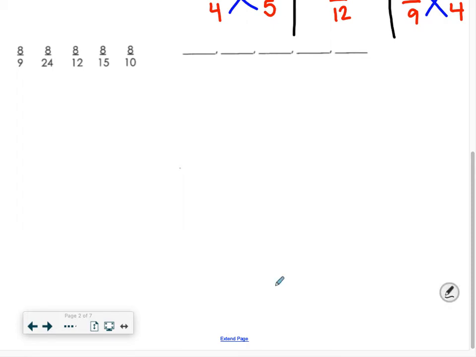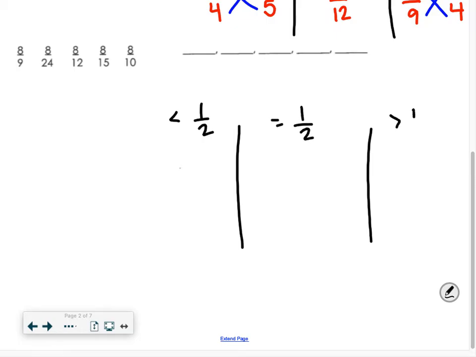Okay, so right away, before you even start ordering fractions, you should have a grid divided out. So you have less than a half, equal to a half, and greater than a half. Are there any fractions up here right now that you can automatically say, oh yeah, that's a half? No. Because all of these have 8 on the top, so what would have to be on the bottom so we knew it would be half? 16. So we don't have any help that way.